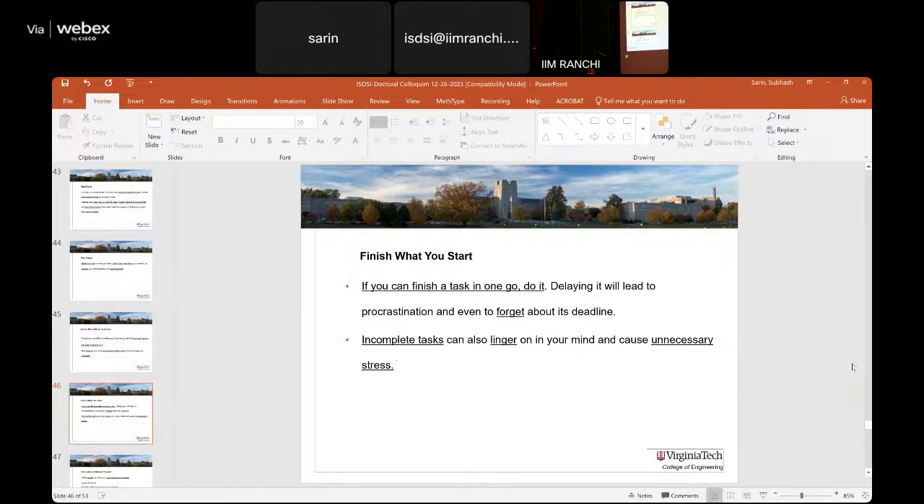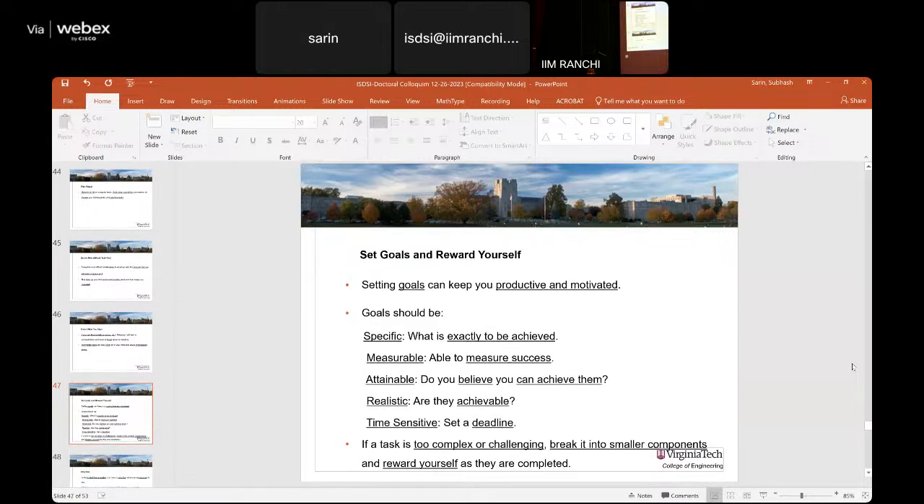Finish what you start, right? If you can finish a task in one go, you should do it. Delaying it will also lead to procrastination and you will forget about the deadline. An incomplete task can linger on and cause unnecessary stress. So this is a good idea: try to finish anything that you start.